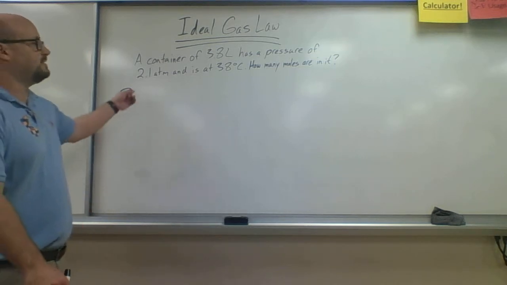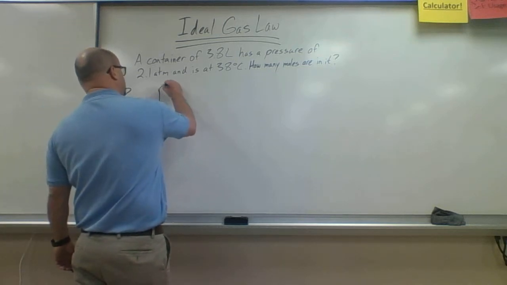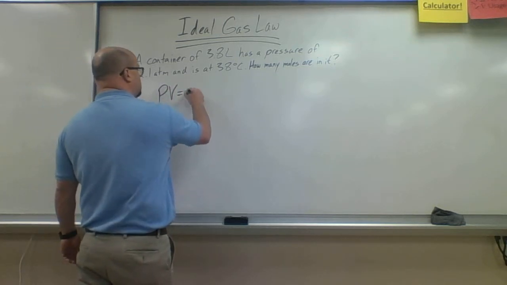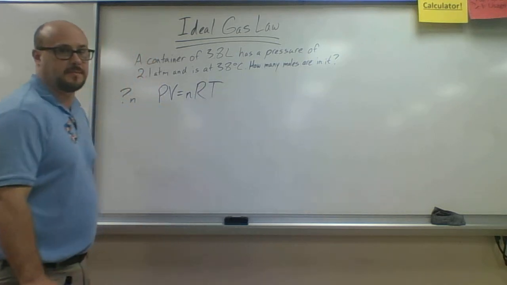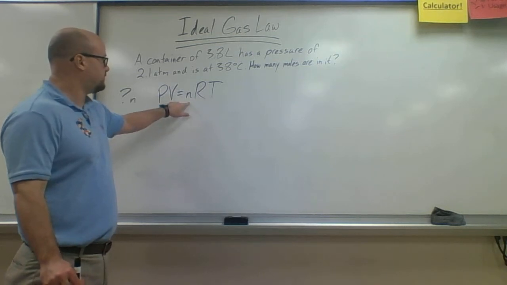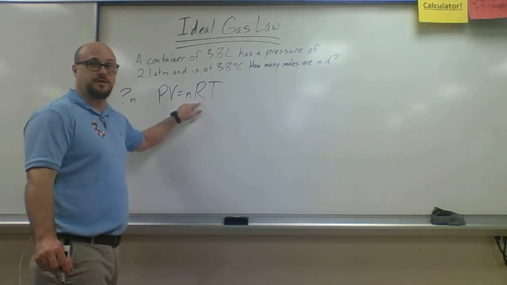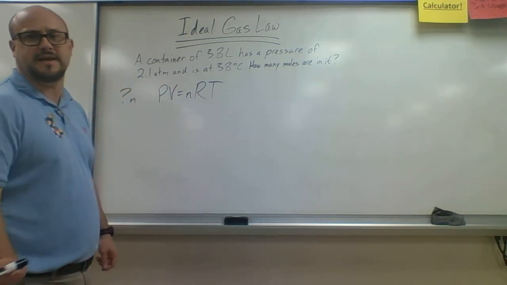Next up, we want to identify our formula. The formula for the ideal gas law is PV equals nRT. P being pressure, V being volume, N for moles, R is our universal gas constant, and T is temperature. And remember, that's in Kelvin.